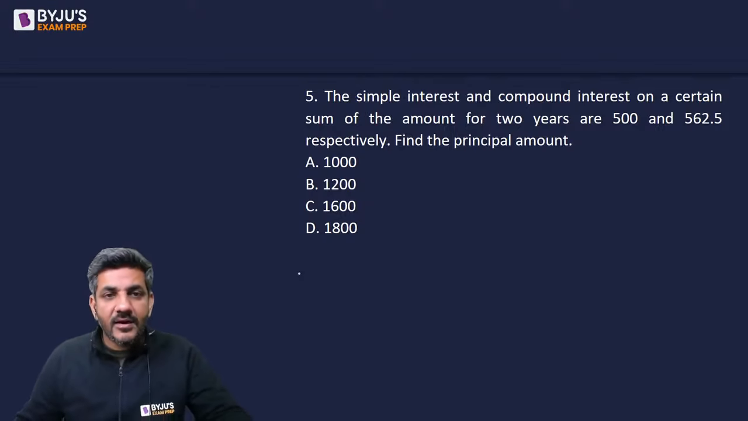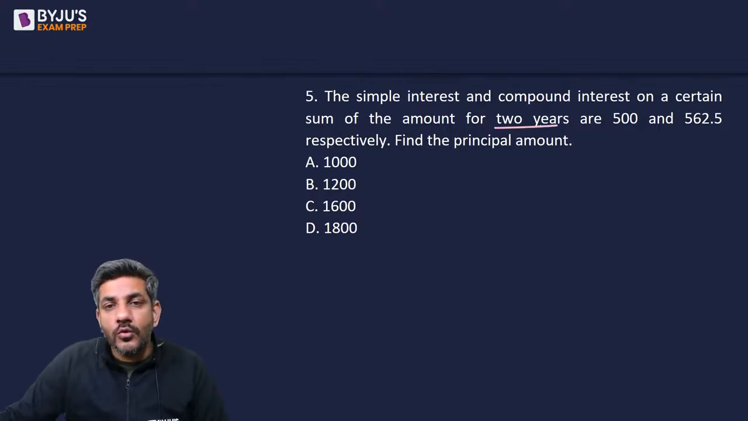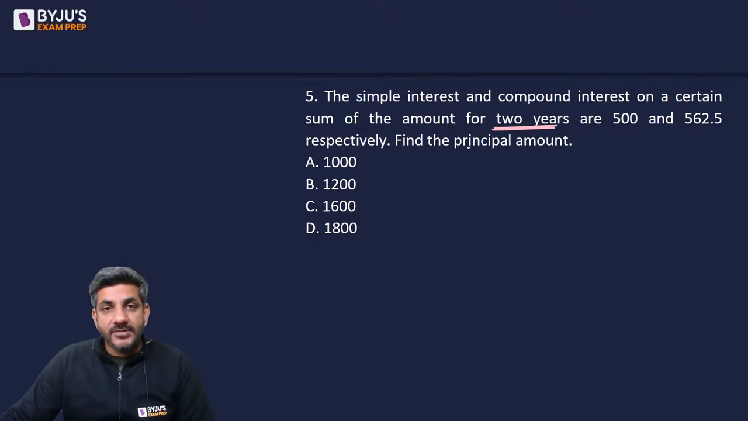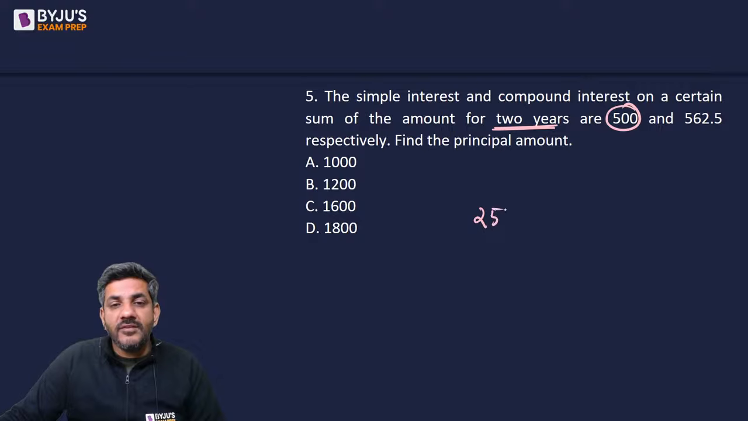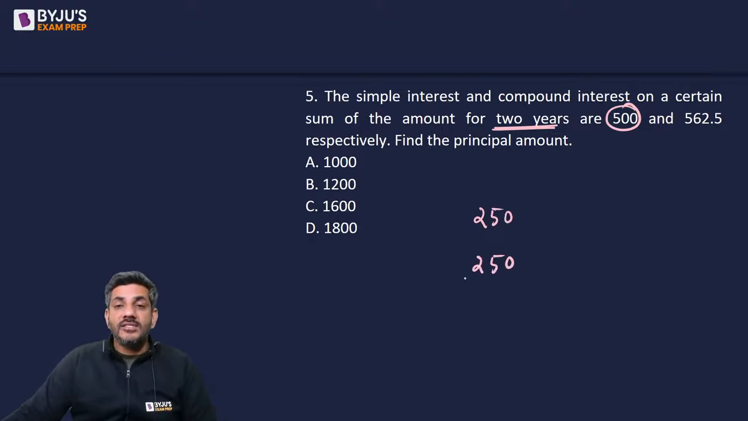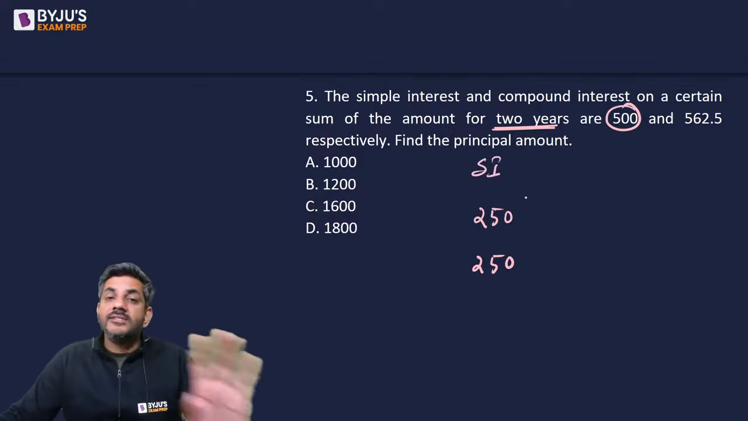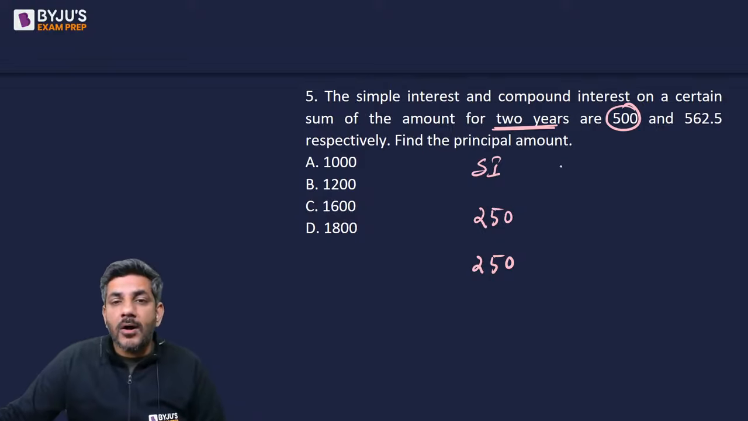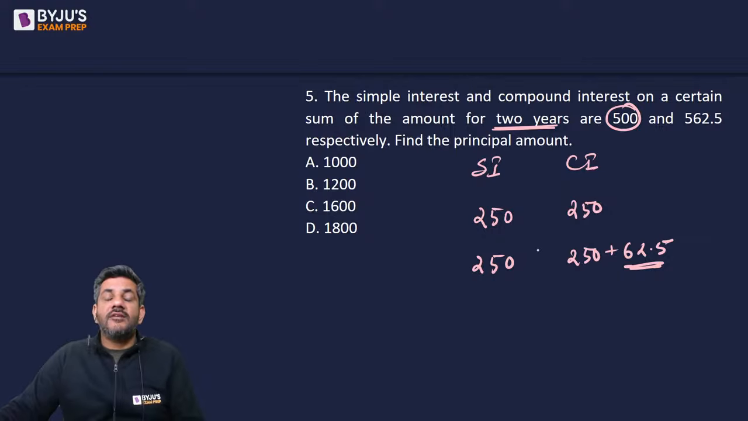So let's start doing it now. The simple interest and compound interest on a certain sum of amount for 2 years are these. Find the principal amount. अब simple interest है 2 साल का 500. So can I say it is 250 for first year, 250 for second year? Simple interest for 2 years is 500. So first year is 250, second year is 250 because simple interest is same for every year. And whereas compound interest is 562.5. So 250 for first year, 250 for second year, but that 62.5 is the extra interest that we get.